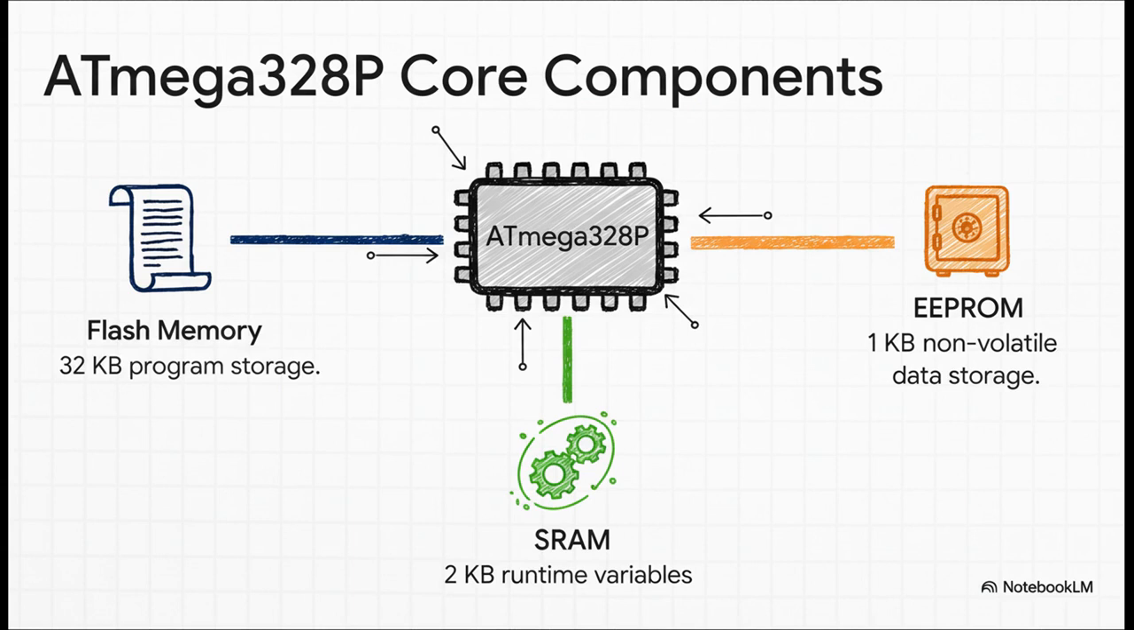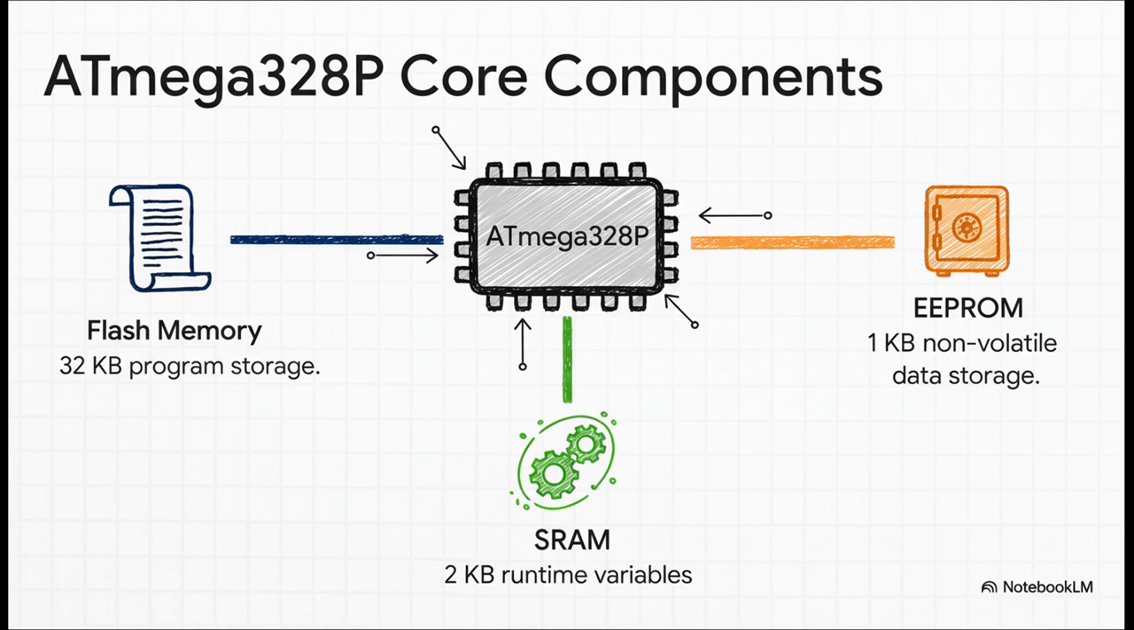But a CPU is kind of useless without memory, right? And this chip actually has 3 different kinds. Think of it this way. First, you've got 32 kilobytes of flash memory. This is like the chip's hard drive. It's where your program, your sketch, is stored permanently. Power it off, power it back on, your code is still there.